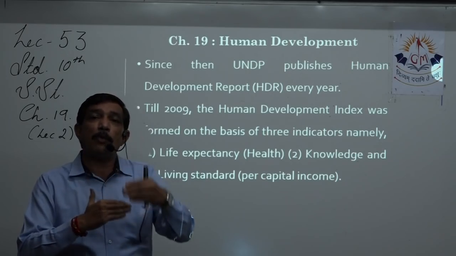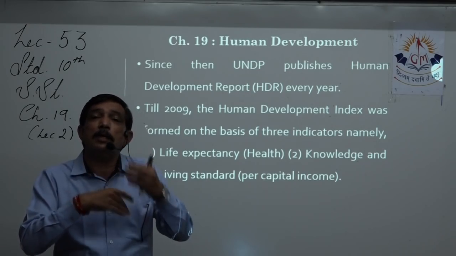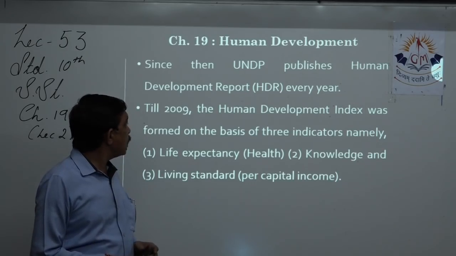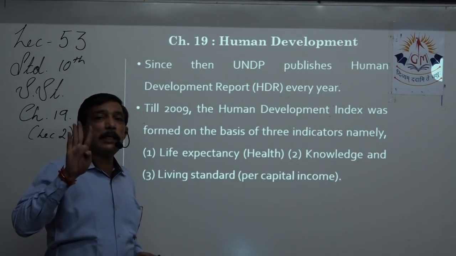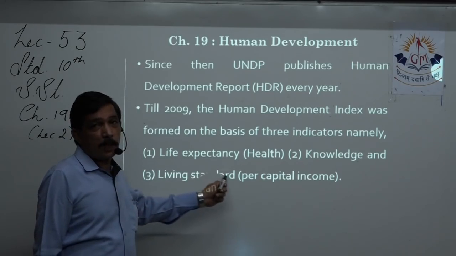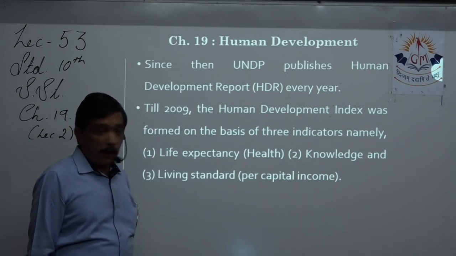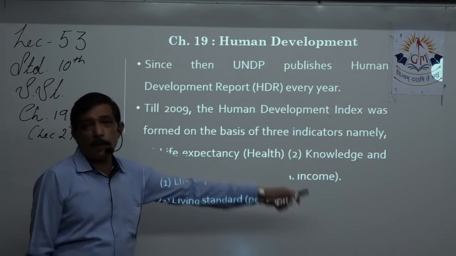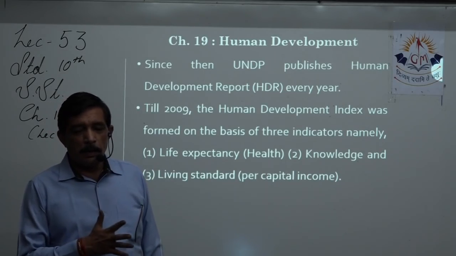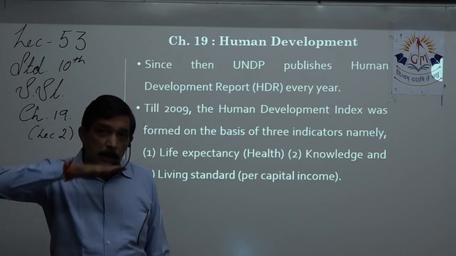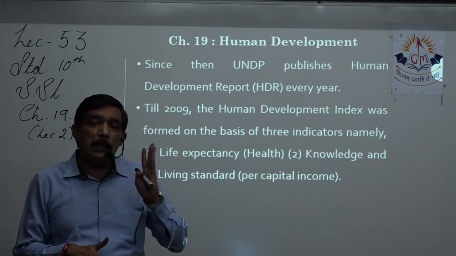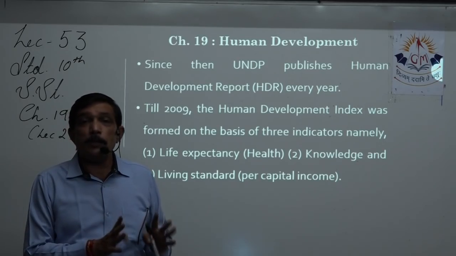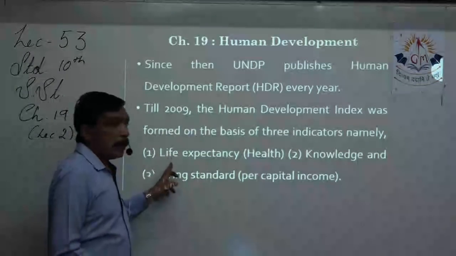But then each and everything evolves. We see there are some defaults in it, so we modified it. Till 2009, the Human Development Index was formed on the basis of three indicators only, which are they? Life expectancy, that is dependent on health. Second is knowledge, and the third is living standard, that is per capita income. So these are the three indicators on which HDI was based from 1990 to 2009, that is for continuous 20 years, this format was used, in which three indicators were used.